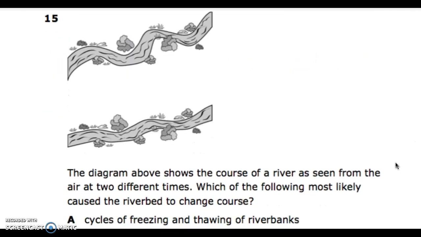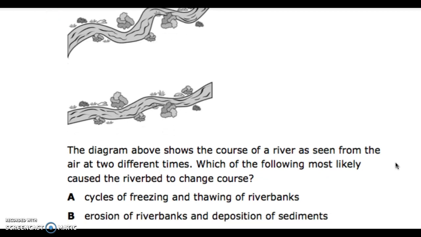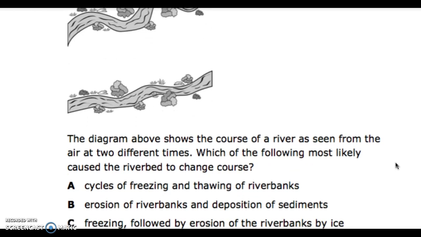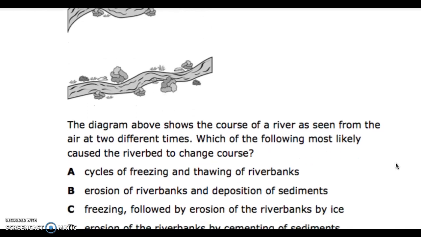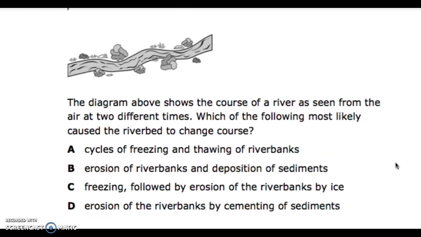Number 15. The diagram above shows the course of a river as seen from the air at 2 different times. Which of the following most likely caused the riverbed to change course? A. Cycles of freezing and thawing of riverbanks. B. Erosion of riverbanks and deposition of sediments. C. Freezing followed by erosion of the riverbanks by ice. D. Erosion of the riverbanks by cementing of sediments.